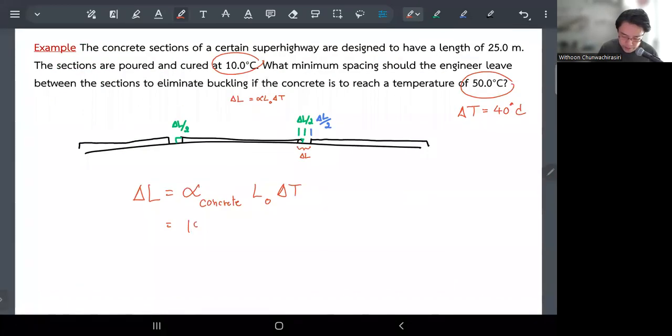12 times 10 to the negative 6. Let me omit the units here because we work everything in SI, so we're supposed to get meters as a result. The initial length, they said, is 25 meters. Let's just put it there. And then delta T is 40. That's it. It's done. Once you're done with that, that will be the spacing that you need to leave between the blocks. Cool?